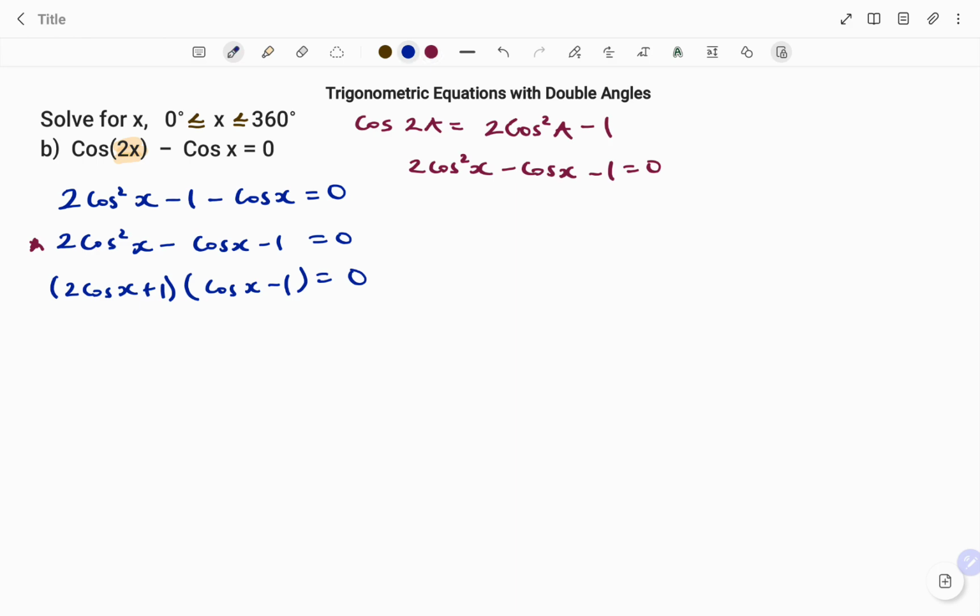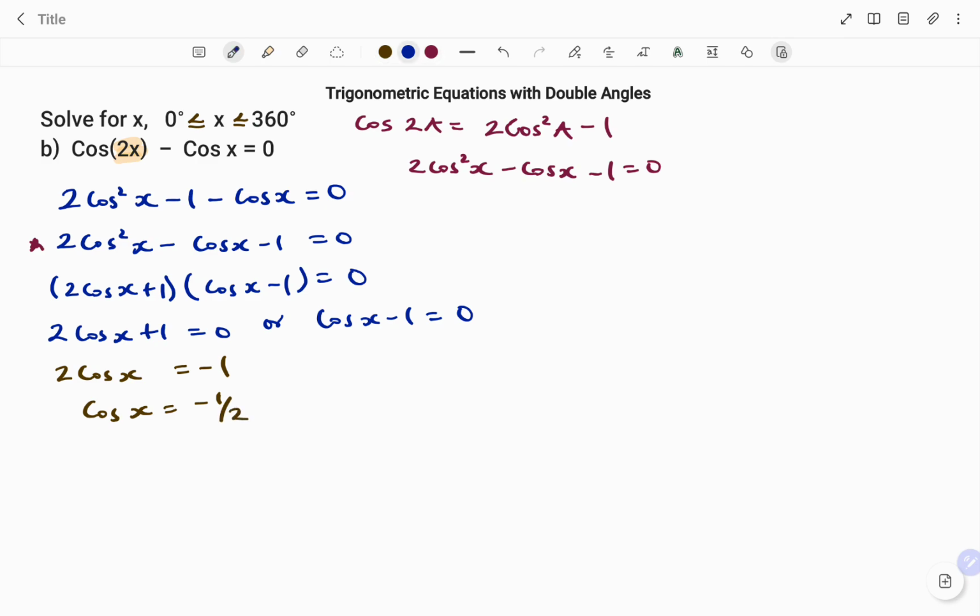Therefore, I have 2 equations equals 0, so I have 2 cos x plus 1 equals to 0, or cos x minus 1 equals to 0. I'm going to solve both differently. For the left-hand side, I have 2 cos x equals to negative 1. Therefore, my cos x equals to negative half. I'm dividing both sides by 2.